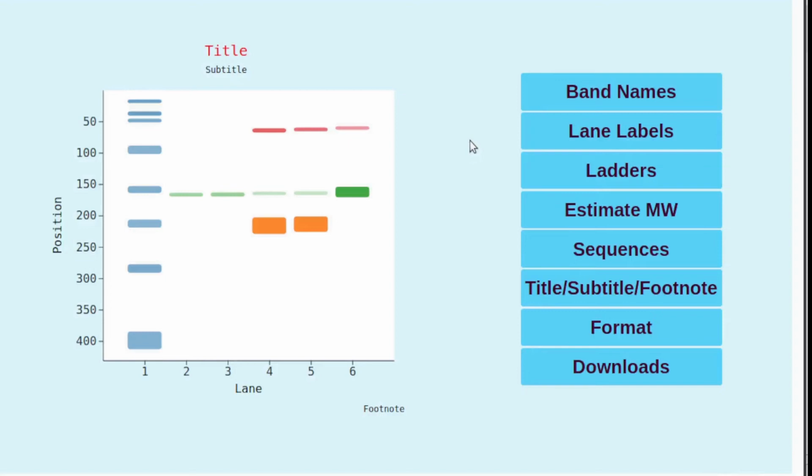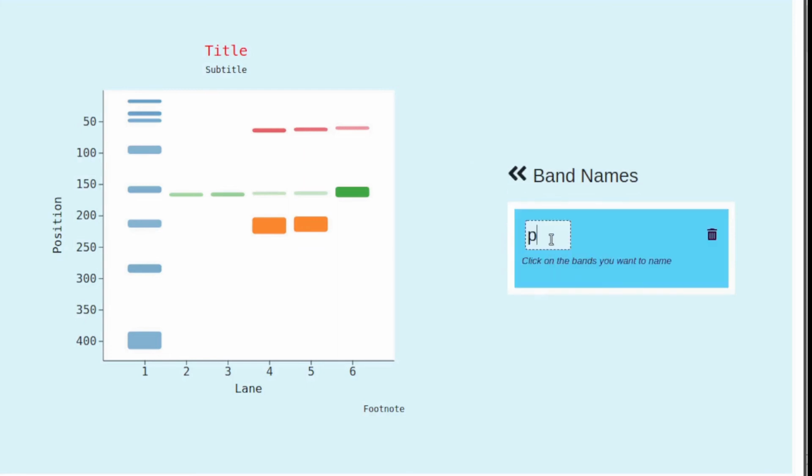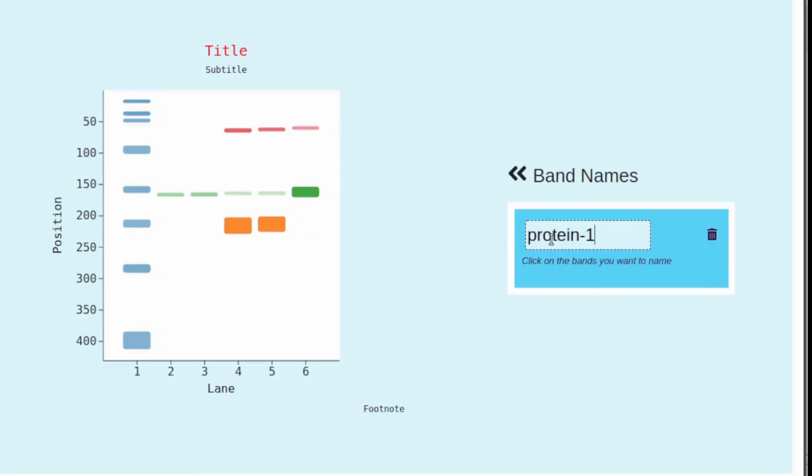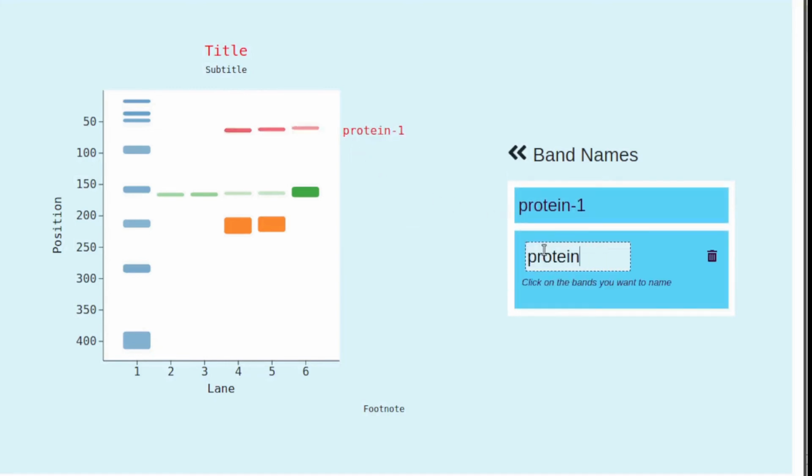Let's give our bands some names to make the figure more meaningful. Click on Band Names, Add New, and then type in a name. Then, while that panel is still open, click on the bands you want to name. Hovering over the name will highlight the bands. Now let's do the same for the next two names.